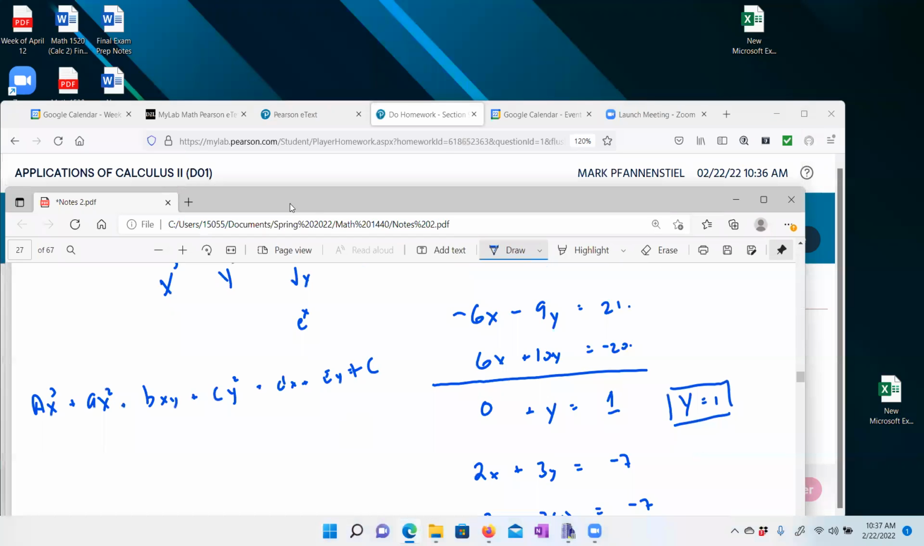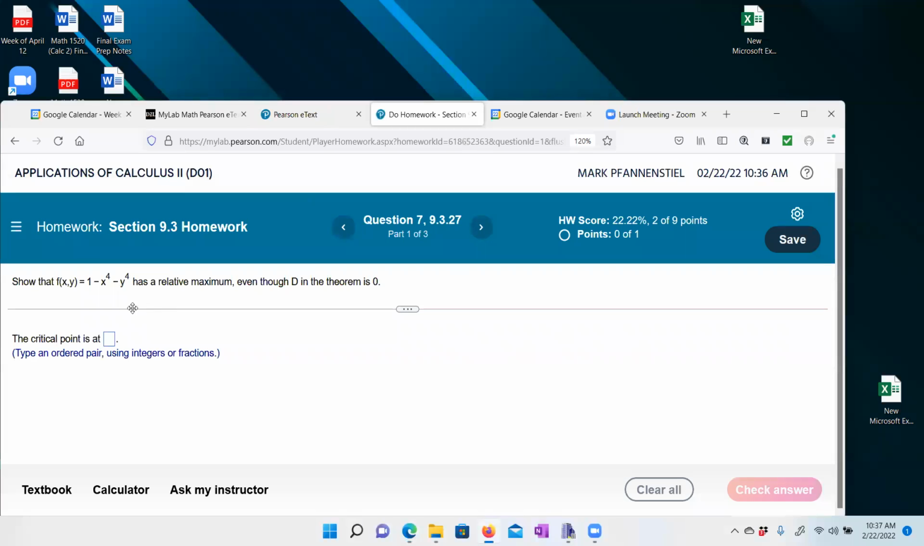And again, check the worksheet. Put one there like that. Show that this has a relative minimum, even though the discriminant in the theorem is 0. Okay, that's fine. So let's see what we have for critical points.